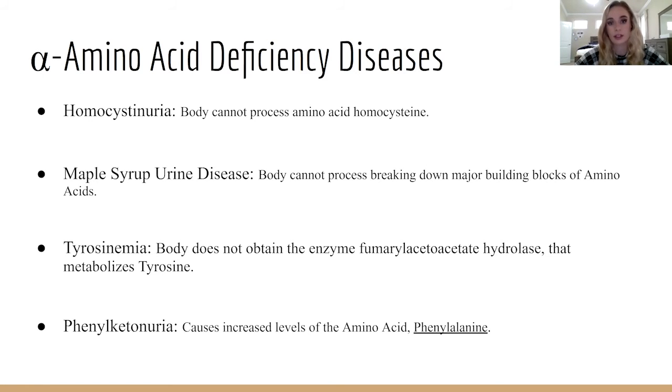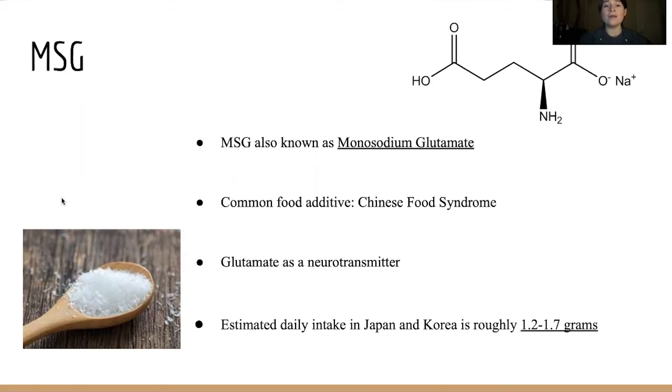Homocystinuria is when the body cannot process the amino acid homocysteine. Maple syrup urine disease is when the body cannot process breaking down major building blocks of amino acids. Tyrosinemia is when the body does not obtain the enzyme fumarylacetoacetate hydrolase that metabolizes tyrosine. And phenylketonuria is caused by increased levels of the amino acid phenylalanine.